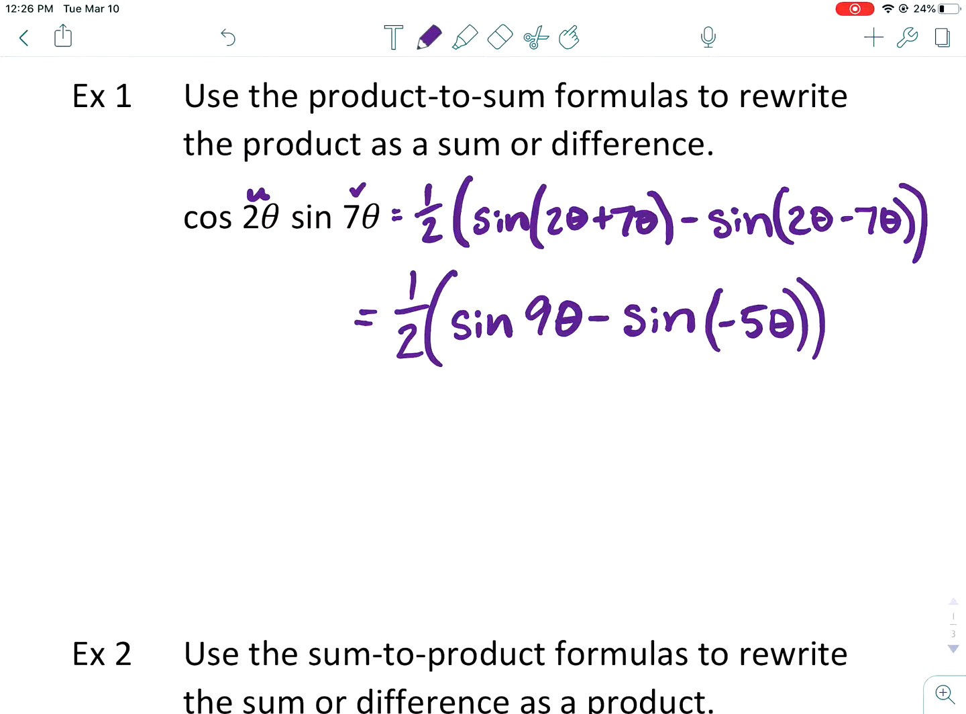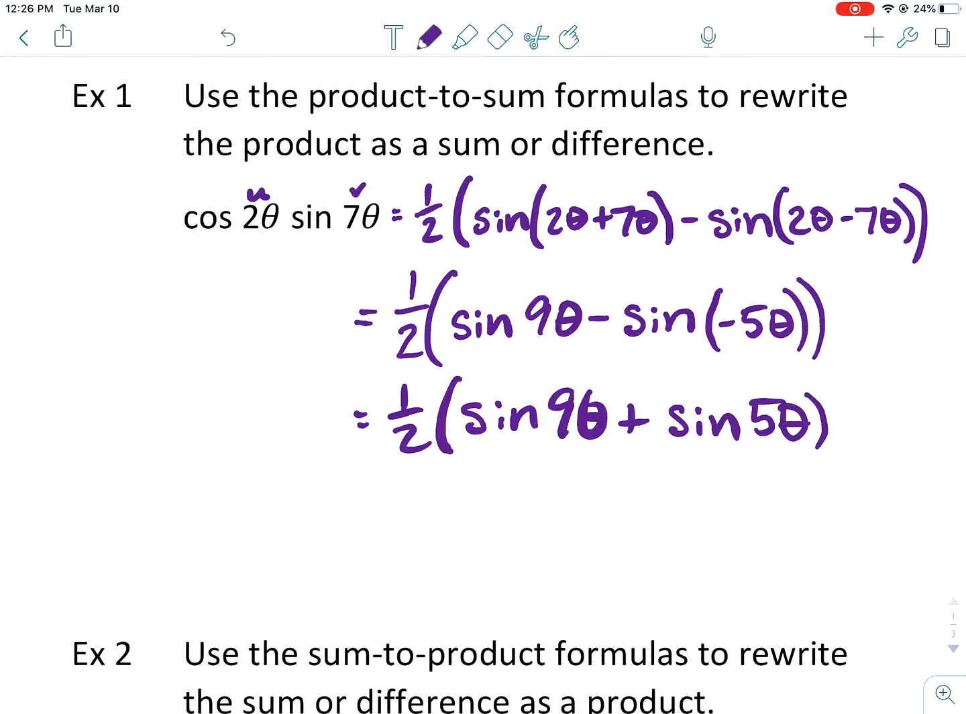So do you guys remember if sine is even or odd? Anybody remember? It's on the other side of your identity sheet. What is the sine of negative u? What does that say? Negative sine of u. So sine is an odd function. So the sine of negative 5 theta is equal to the negative sine of 5 theta. So what's going to happen to that minus? It's going to change to a plus.